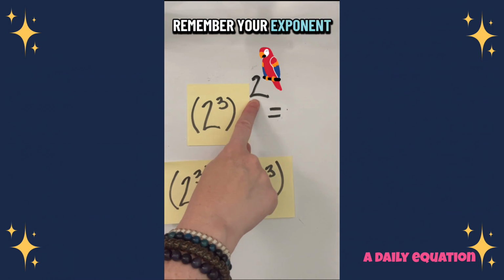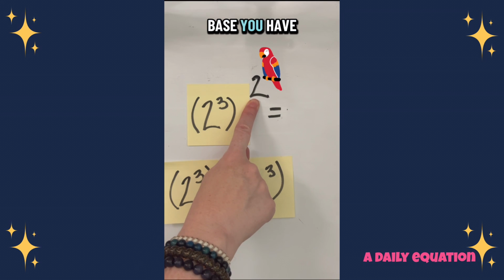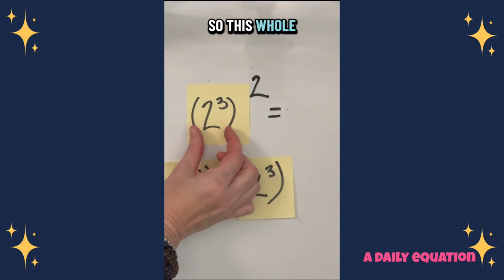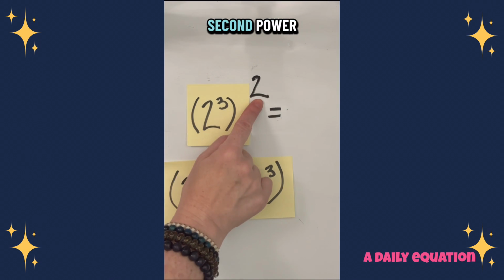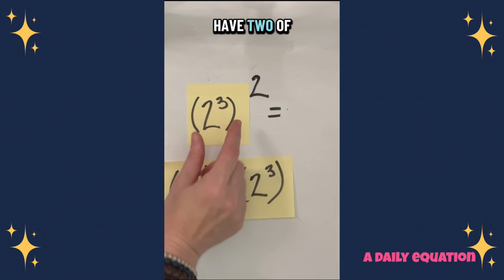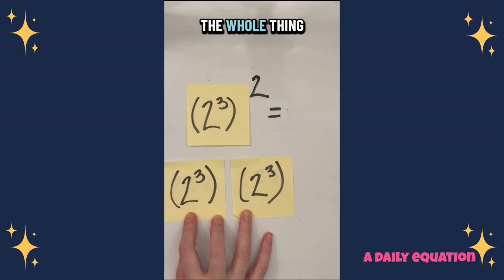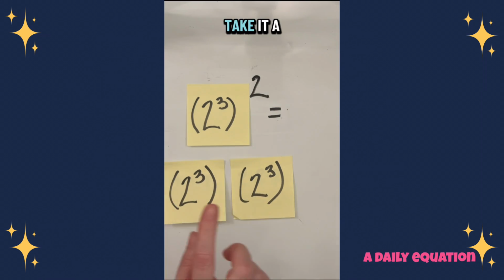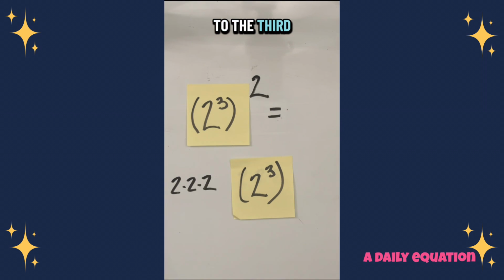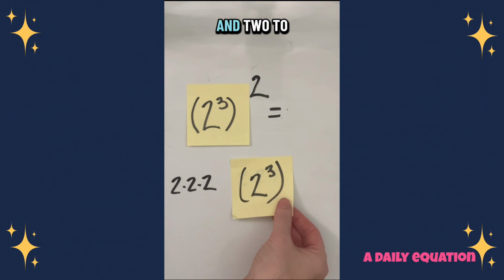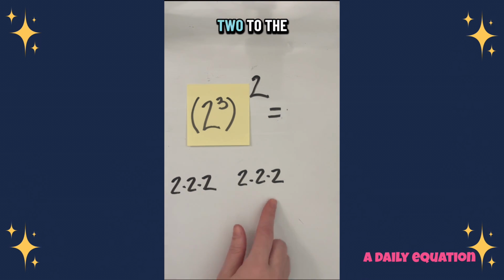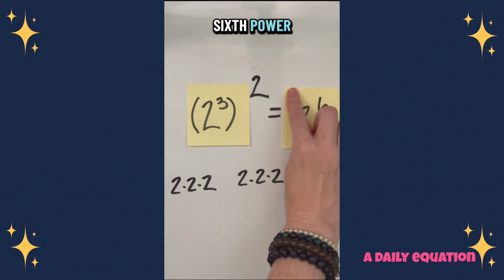Remember, your exponent is your parrot telling you how many of the base you have. And we know that parentheses lock the base in. So this whole thing is getting raised to the 2nd power, which means I have 2 of the whole thing. So I have 2 to the 3rd times 2 to the 3rd. Take it a step further. We know that 2 to the 3rd is 2 times 2 times 2, and 2 to the 3rd is 2 times 2 times 2. So I actually end up with 2 to the 6th power.